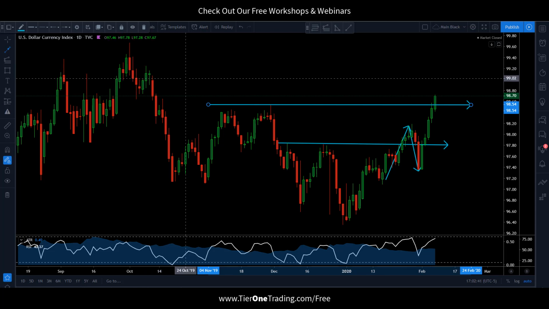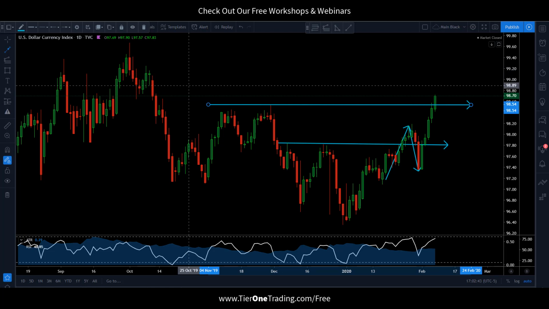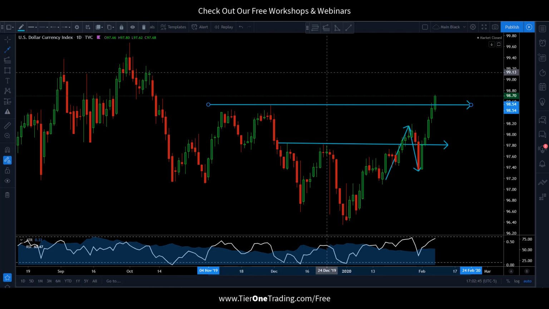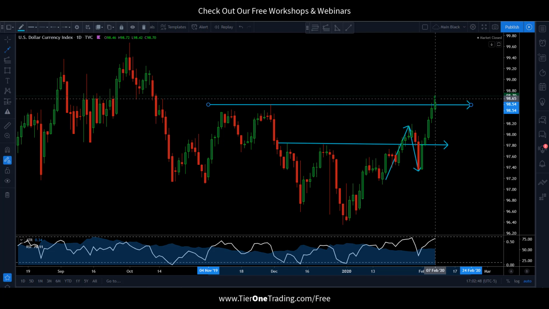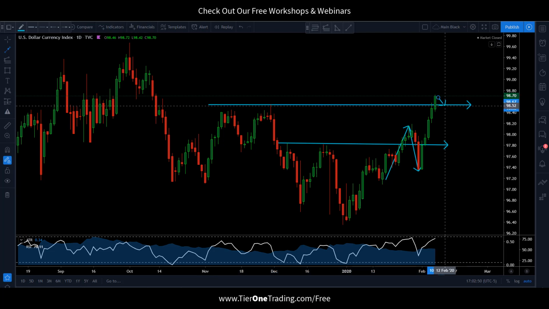99 is sitting pretty right on top of us. Again, you can go a little higher than that, but just to be conservative. So something I would look for here is a retest of structure, a pullback, right? Minimally, that's a hard one to say, to 98.50s.